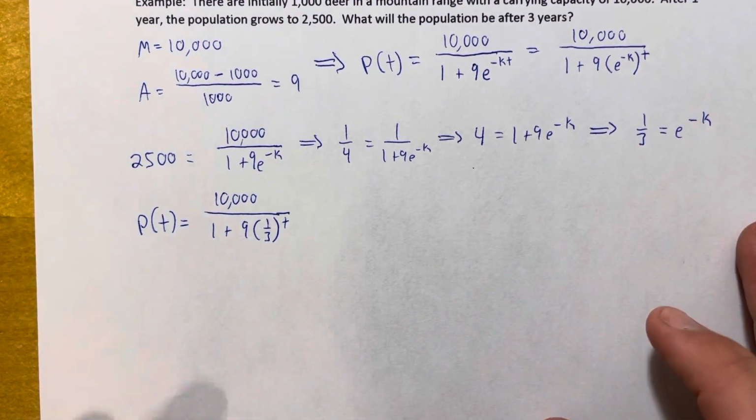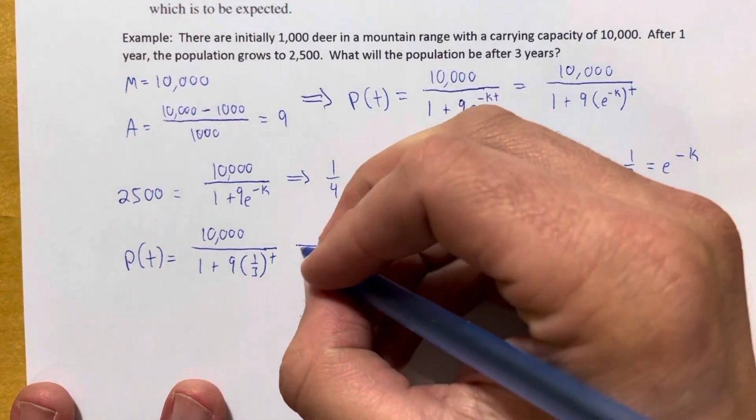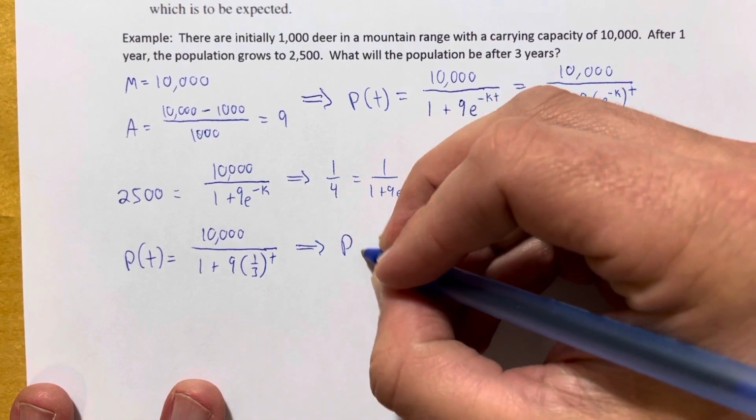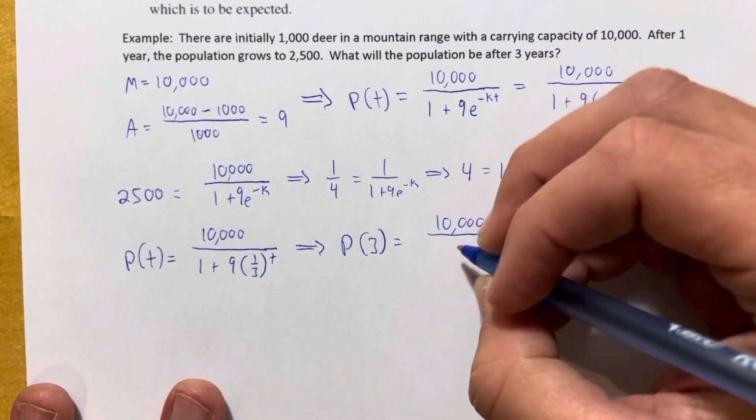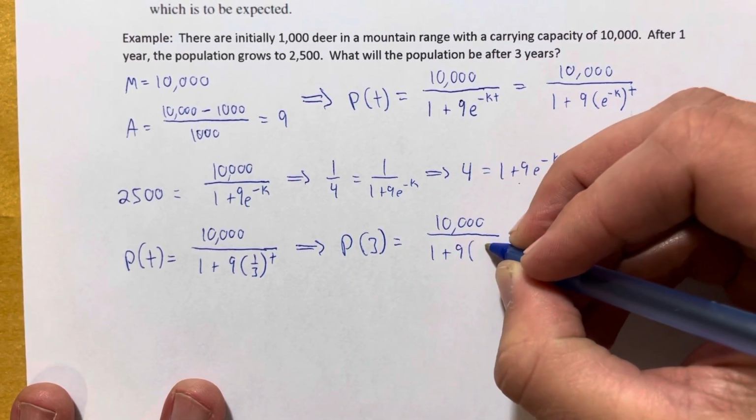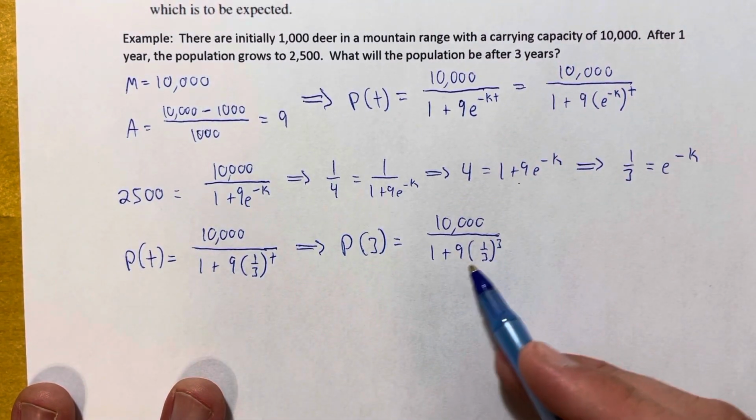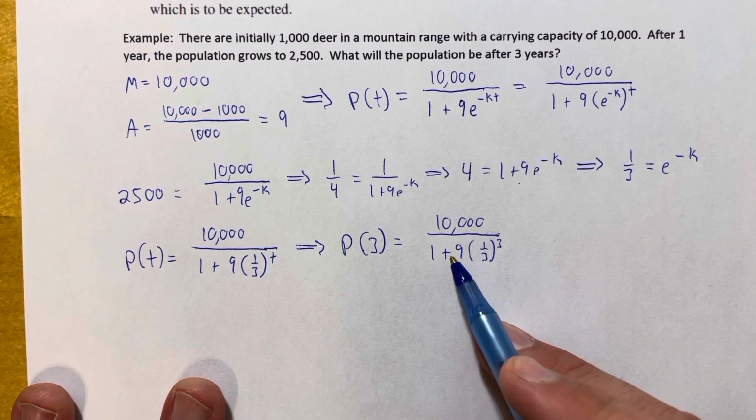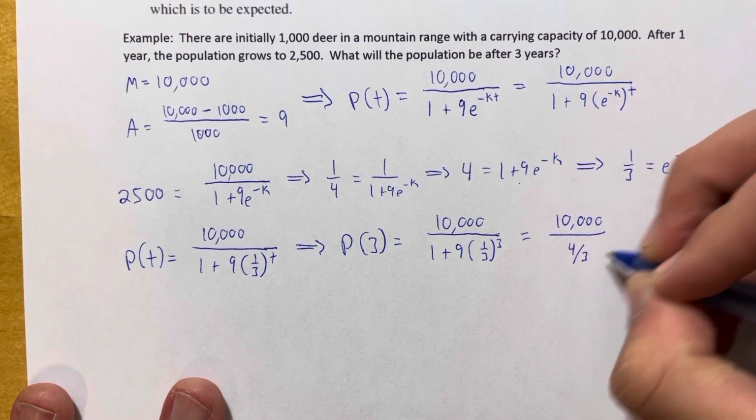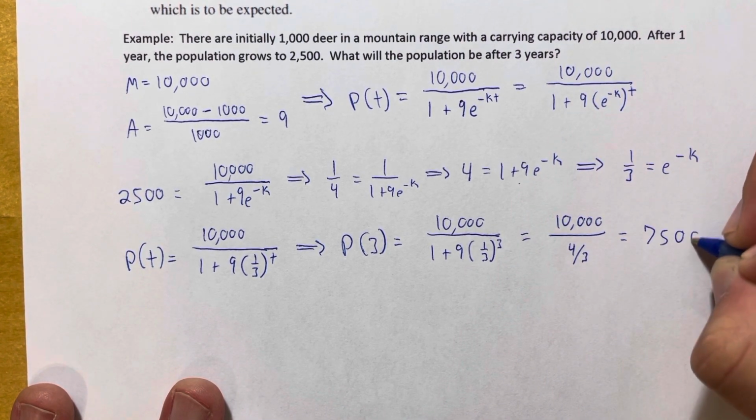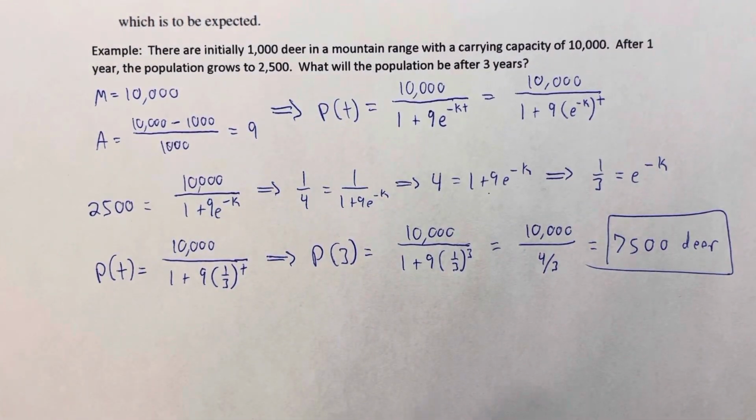So what is the final thing that we're doing here? It says, what is the population going to be after 3 years? Now that I have my population growth model, I just need to plug 3 in. That's 10,000 over 1 plus 9 times 1/3 to the 3rd power. I'm plugging 3 in. That's 1 over 27. 9 divided by 27 is 1/3, plus 1. That would be 4/3. So I get 10,000 over 4/3, which is 7,500 deer. And that's it. That's all she wrote on that one.